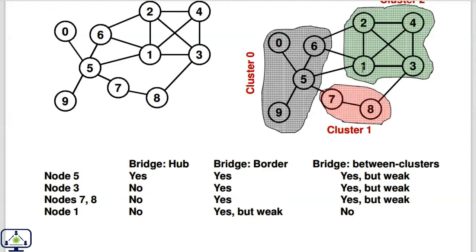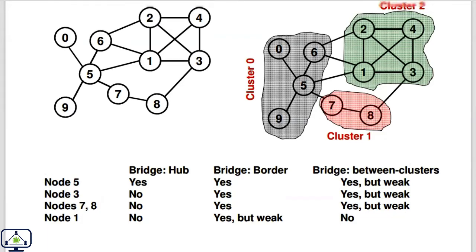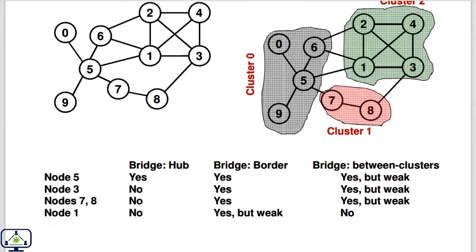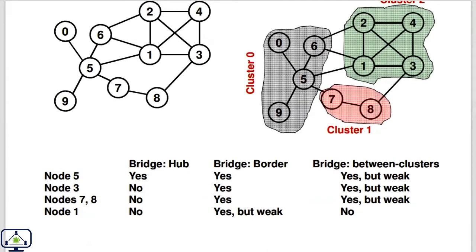But node 1 is a weak border node because this cluster can still get connected to the other clusters through node 2 or node 3 and so on. And also, these two clusters are directly connected to each other. So node 1 is not really going to play as a between cluster node. So I'm again highlighting node 1 here in comparison to node 5 because existing metrics rank node 1 very highly as a bridge node on this graph.